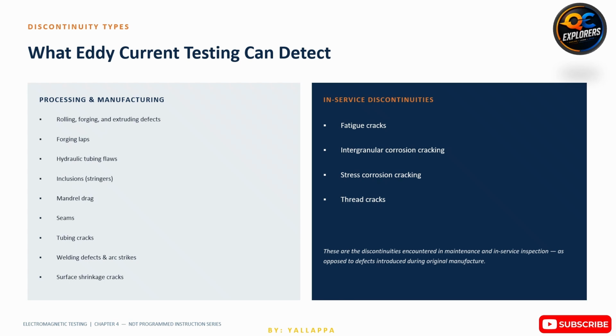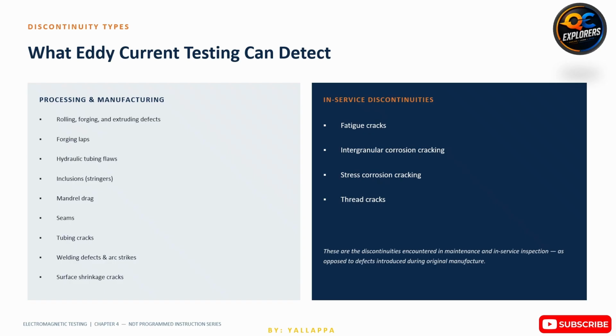The second category includes in-service discontinuities that develop after the component has been placed into operation. Among the most common are fatigue cracks caused by repeated cyclic loading. These are frequently encountered in aircraft structures, rotating equipment, bridges, and pressure-containing components.